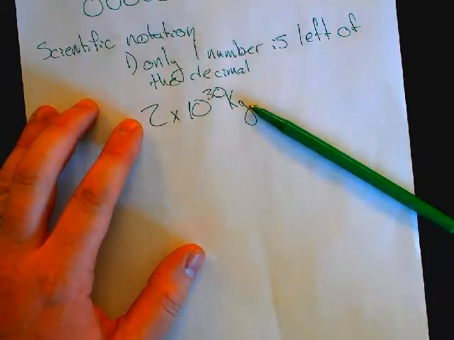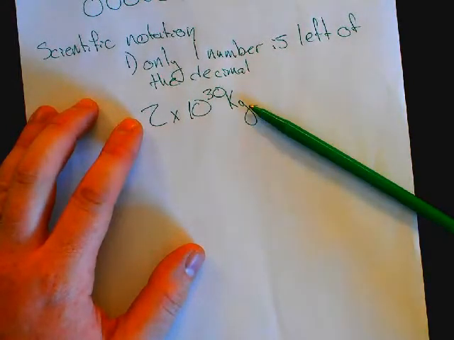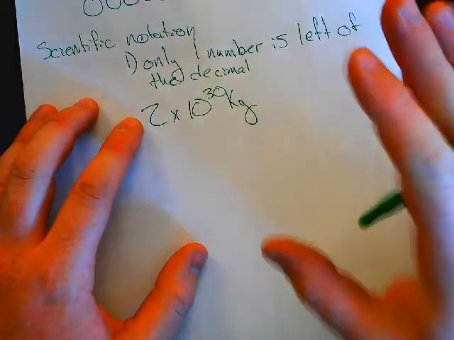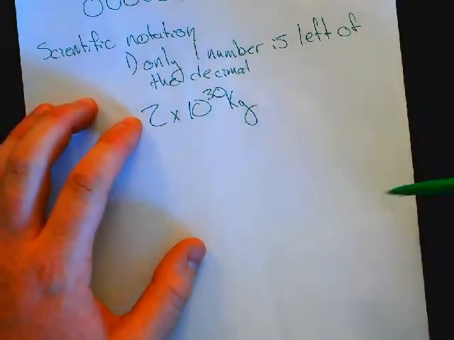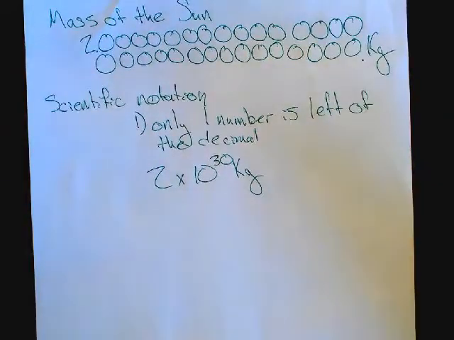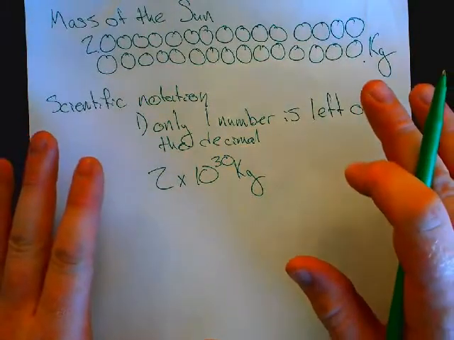This is how we handle large numbers in astronomy. This is how we handle small numbers in chemistry, biology, physics. We use scientific notation to make sure that we don't have to write out things longhand and waste both time, space, and effort. Okay? Questions about scientific notation?